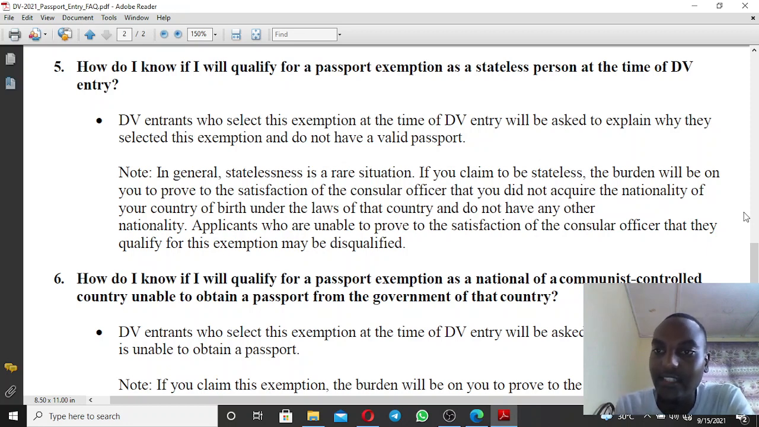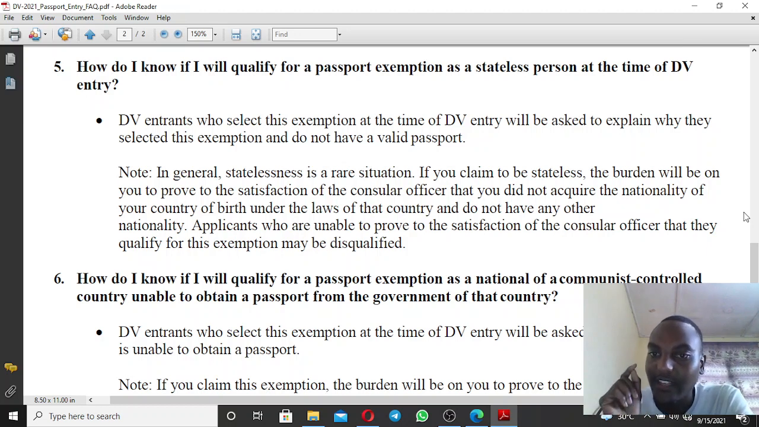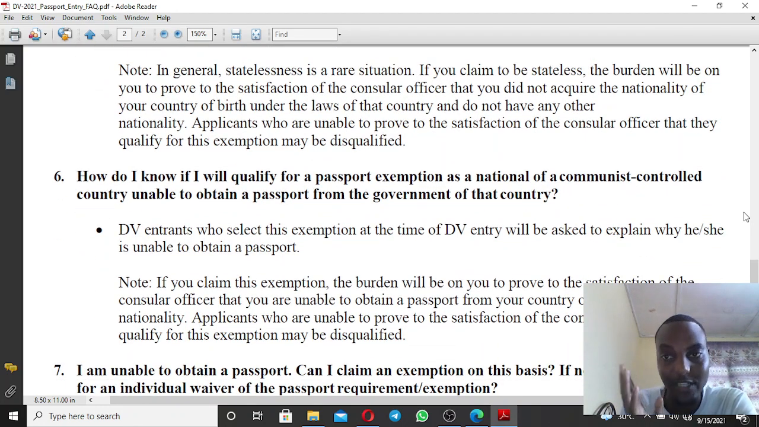If you claim to be stateless, the burden will be upon you to prove to the satisfaction of the consular officer that you did not acquire the nationality of your own country of birth under the laws of that country and do not have any other nationality. Applicants who are unable to prove to the satisfaction of the consular officer that they qualify for this exemption may be disqualified. So you better have a passport.